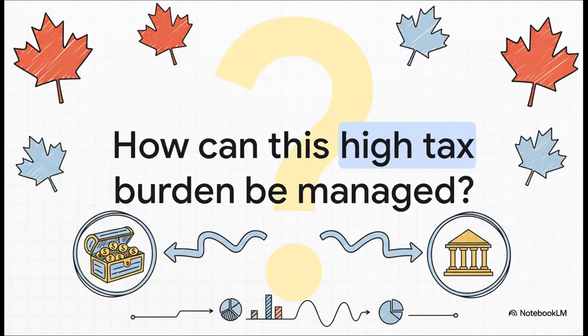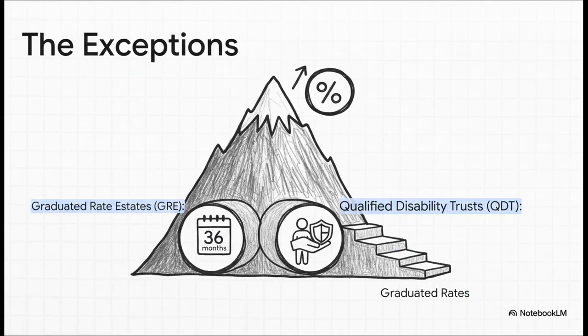So you see the problem, right? Leaving income in a trust is incredibly tax inefficient. This naturally leads us to the big strategic question. What are the solutions? How can we manage this? Well, there are 2 main ways to go about it. The first path is to see if the trust qualifies for a special exception.